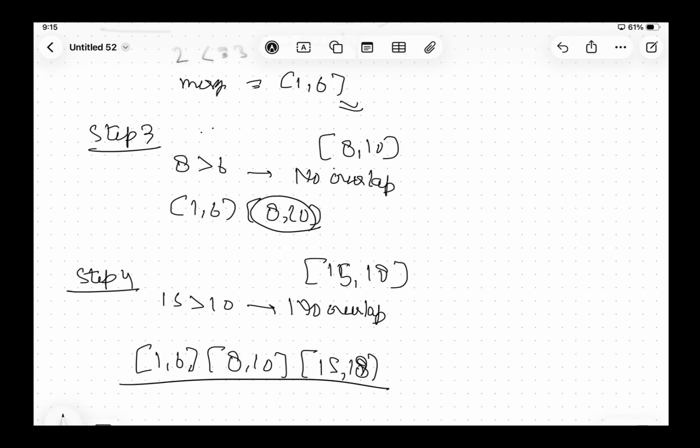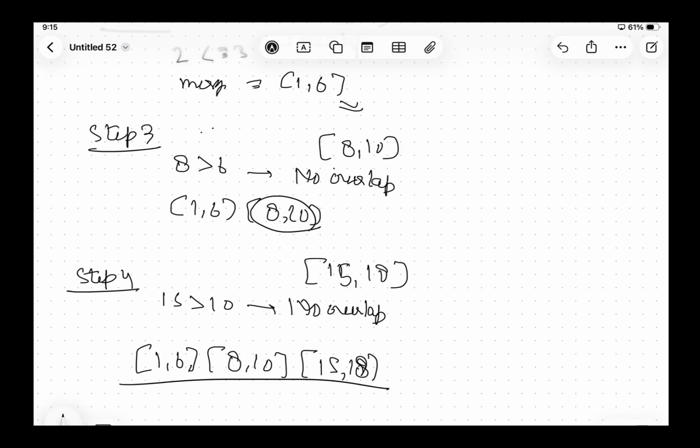Hope you understand the basics of this. The biggest mistake students normally make is to compare with all the intervals, but in reality you only care about the last merged interval. That's the key idea. Think of it like stacking blocks: you only care about the top block, not the entire stack.